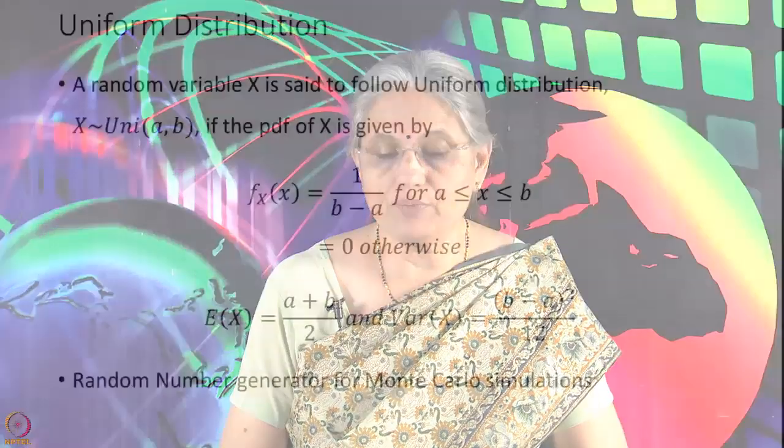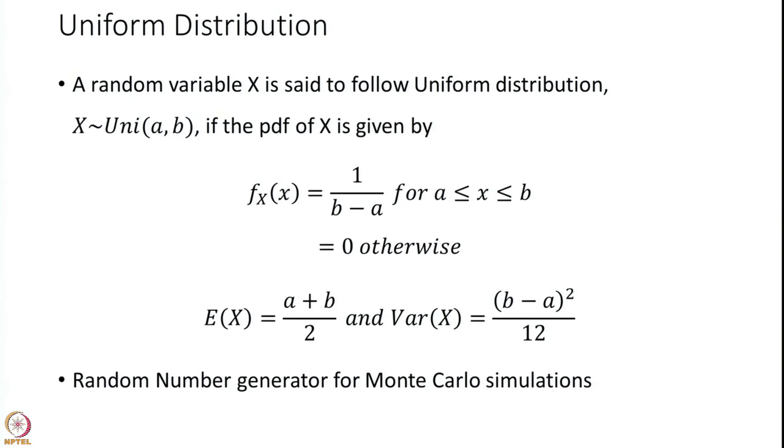So if there is a random variable which takes on values between two fixed numbers a and b, and the probability density at any value between a and b is given by 1 divided by the length of the interval, b minus a, and it takes the value 0 otherwise, it is called a uniformly distributed random variable between a and b. I have not written the notation, so let us write it down. In such a case, it is said that x is distributed uniform between the interval a and b.